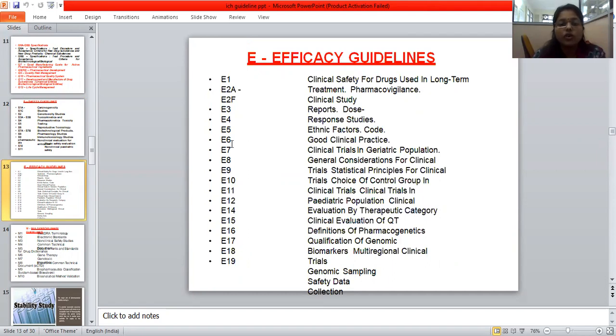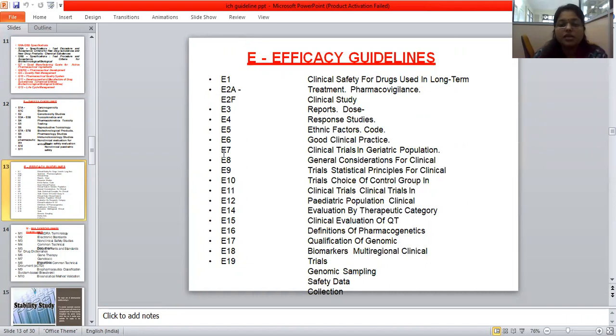E6 guideline is the good clinical practice guideline. So how to go for a clinical trial, what is the good clinical practice guideline. Those who want to go for a clinical trial study or clinical safety study, or who want a career in clinical trials or clinical research, you must know about the E6 guideline. So E6 is for the good clinical practice guideline. In that, we have the different clinical studies and the clinical safety for long-term treatment, and how we decide this is given in the E1 guideline.